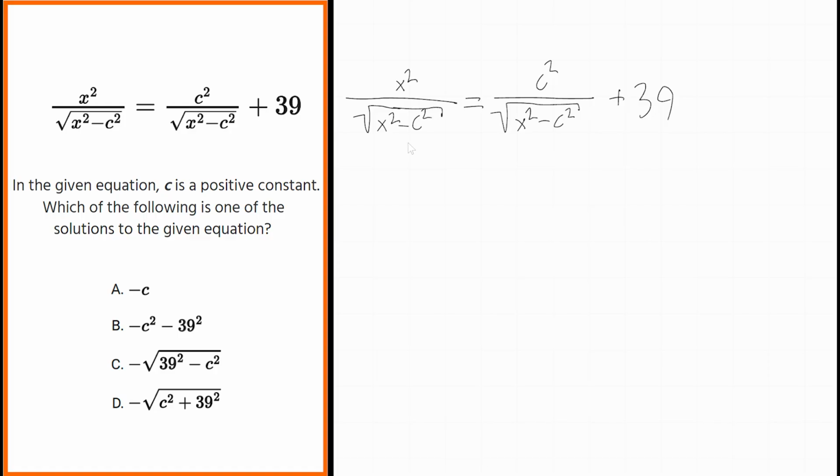One of the things that's important to notice here is that on both sides of this equation, the denominators of both fractions are the exact same, which means that these fractions can be simplified into a single fraction. So to do that, we're going to start by getting those two fractions on the same side of the equation. So we're going to subtract this term right here from both sides. And when we do that, we get this, which is the two fractions on the same side of the equation, and then 39 by itself.